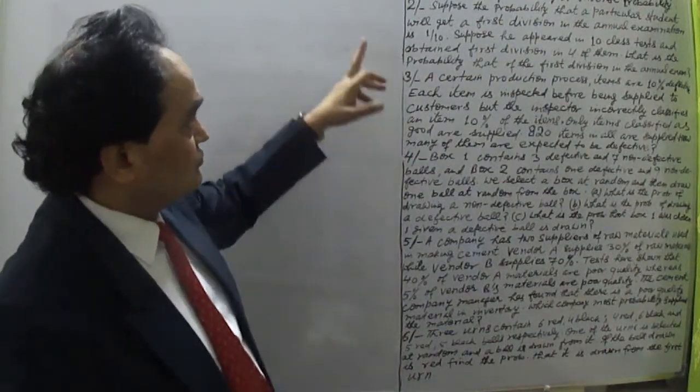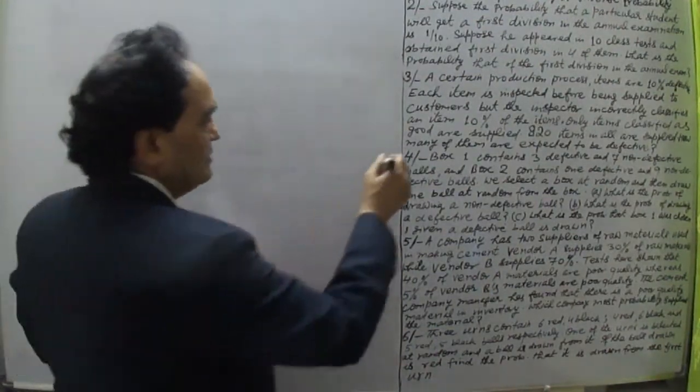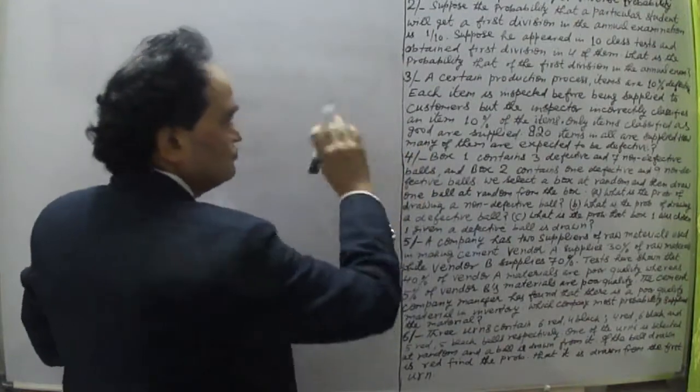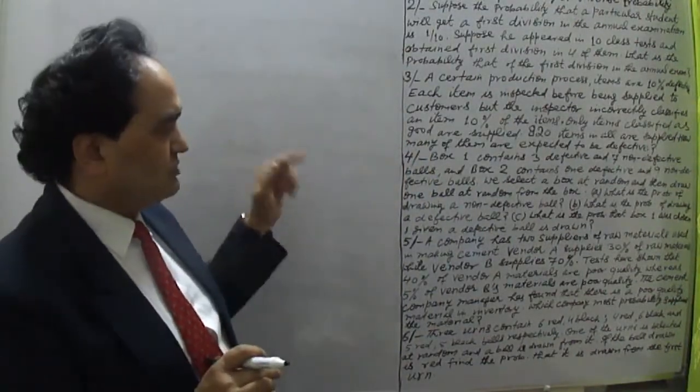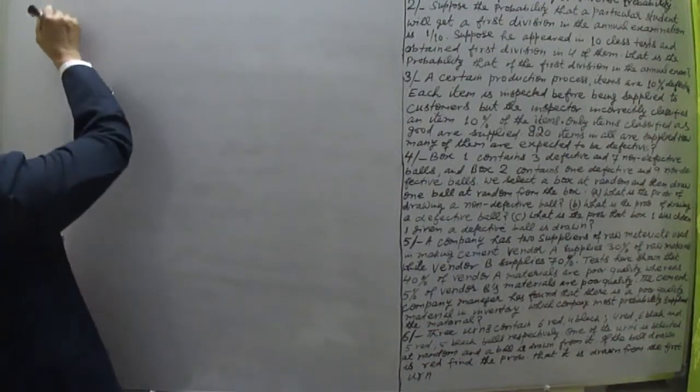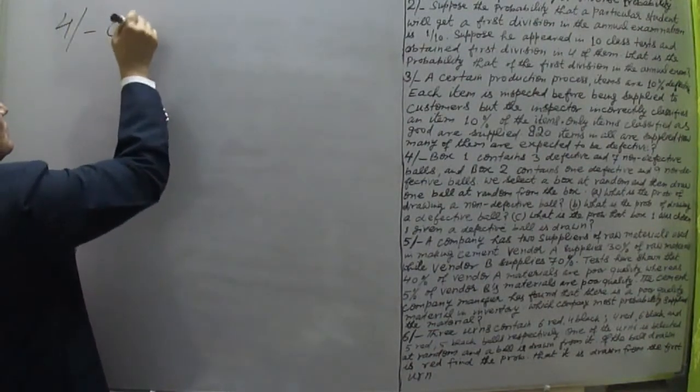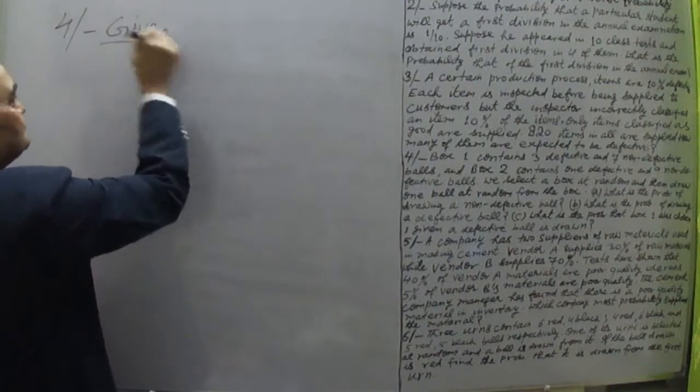Only 5 questions, because one was a definition, etc. And the other 5 questions are there. This is question number 3, which we have completed: 10 items were defective items. Now let me take question number 4. What did it say? What is given to us?